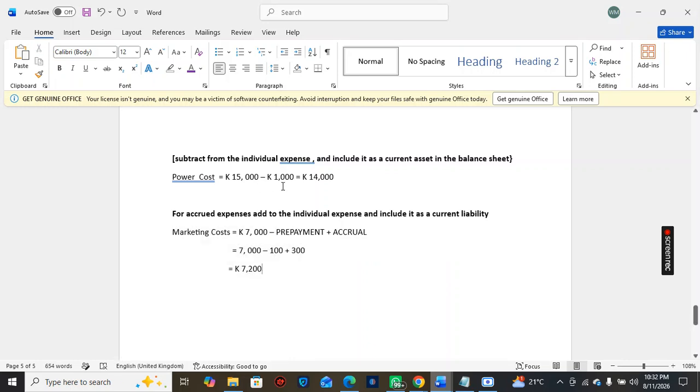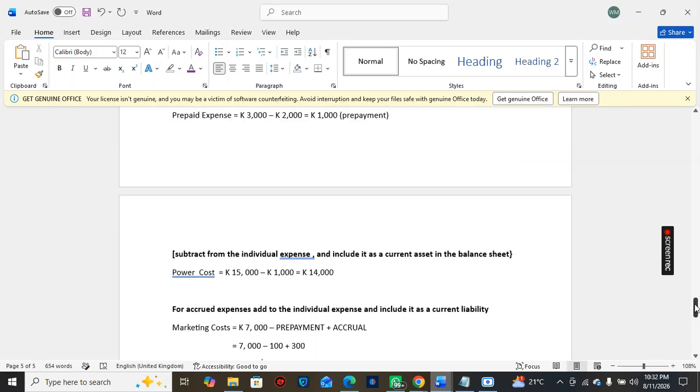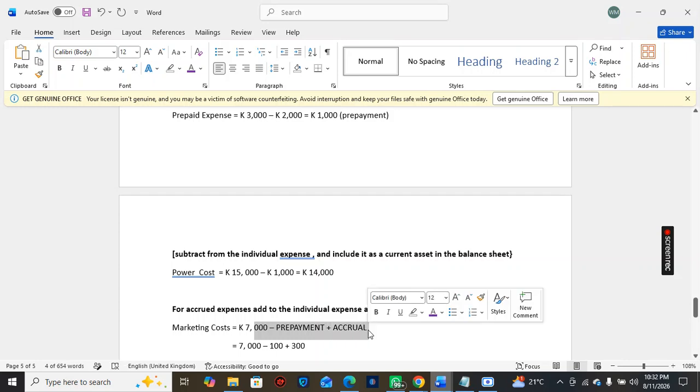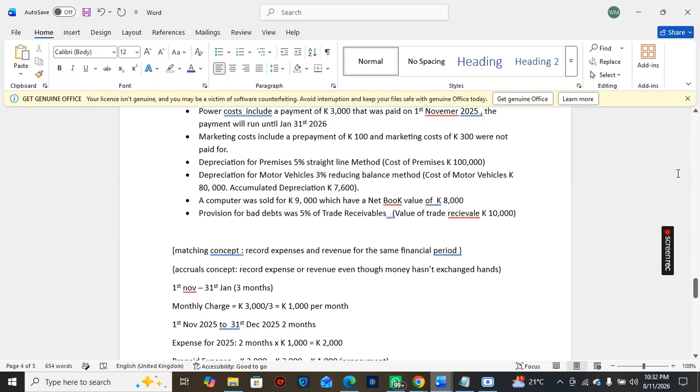Yes. Any questions? So remember that for prepayments and accruals. Prepayments subtract, as you can see, and include as a current asset. Accrual, add to the expense and include as a current liability.